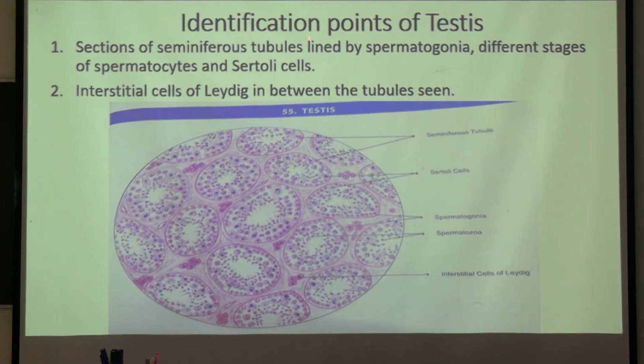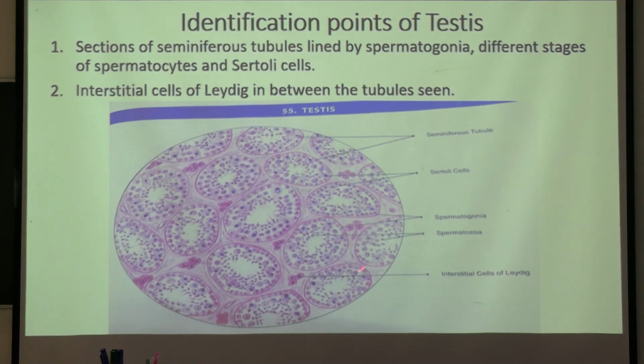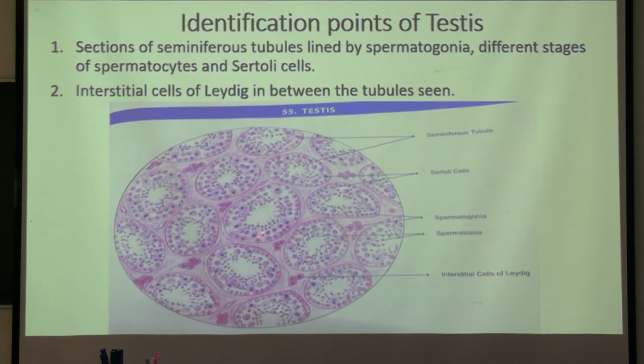Sections of seminiferous tubules lined by Spermatogonia, different stages of spermatocytes and Sertoli cells, and interstitial cells of Leydig in between the tubules are seen. And draw this diagram in your histocopy. Sections of these seminiferous tubules, and in between the sections of tubules, these are the interstitial cells of Leydig, and some sections of blood vessels you can also see.